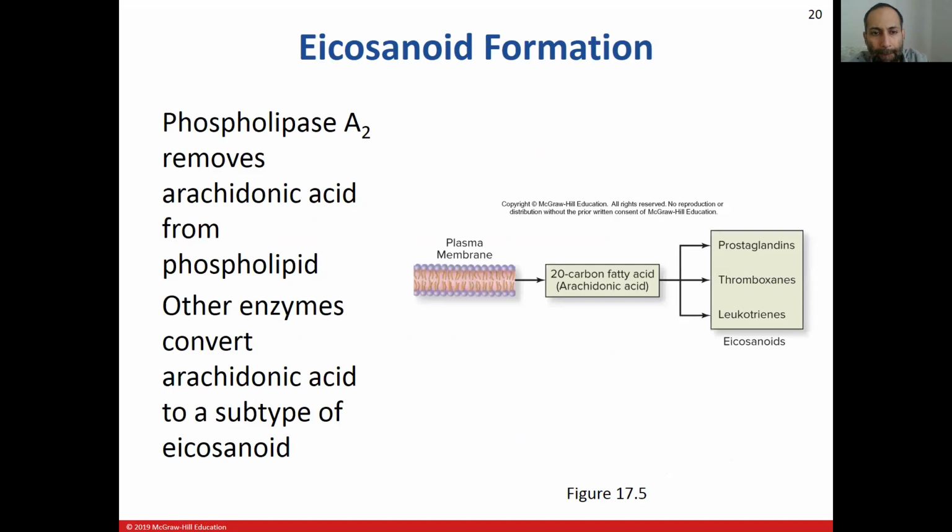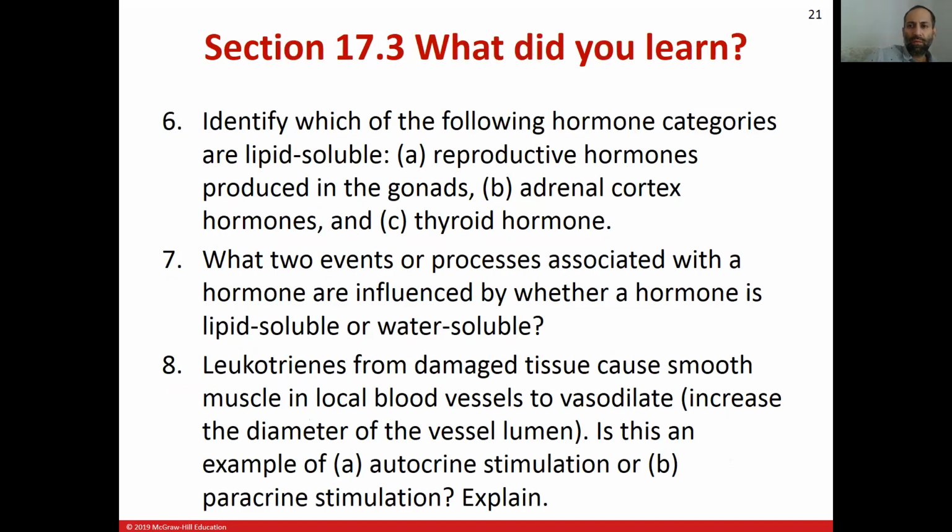All right. So identify which of the following hormone categories are lipid soluble. Reproductive hormones produced in the gonads, like testosterone and estrogen, they are lipid soluble, they are steroids. Adrenal cortex hormones, steroids, lipid soluble, yes. Thyroid hormone is a biogenic amine, and that's a water soluble hormone. It's not lipid soluble.